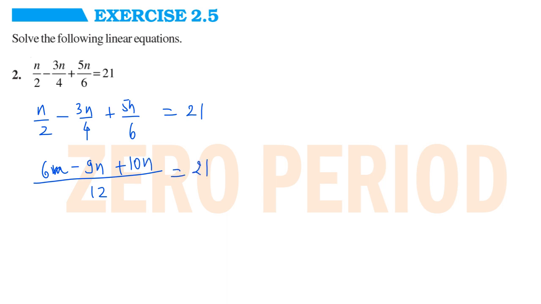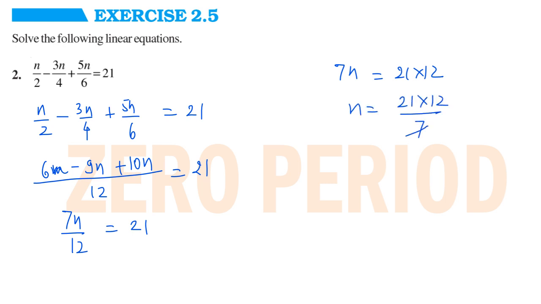I think you know this very well. 6n plus 10n minus 9n. 10 minus 9 is 1, 1 plus 6 is 7n. So 7n by 12 is equal to 21. If 7n is equal to 21 into 12, then n is equal to 21 into 12 upon 7. 7 can be cancelled 3 times. n is equal to 3 into 12, n is equal to 36. Our answer is 36.